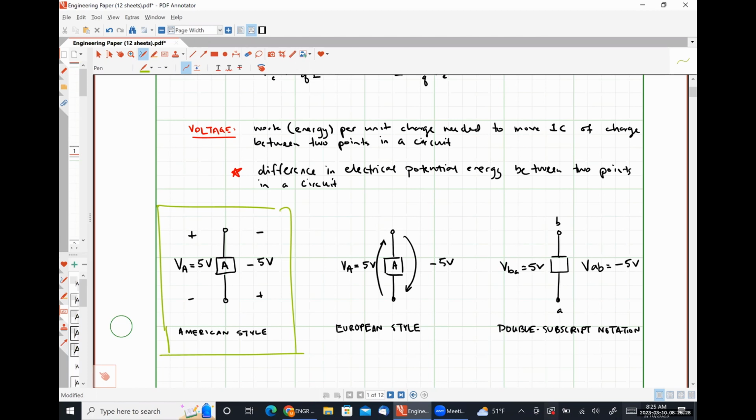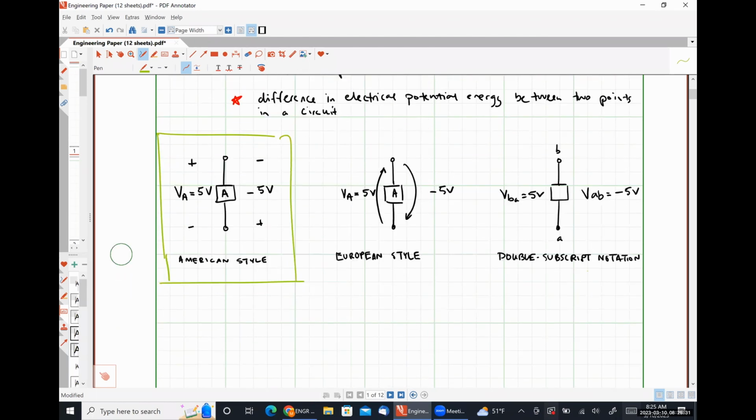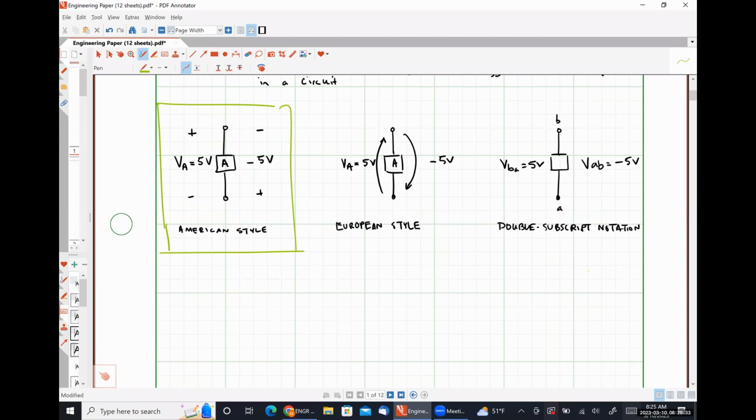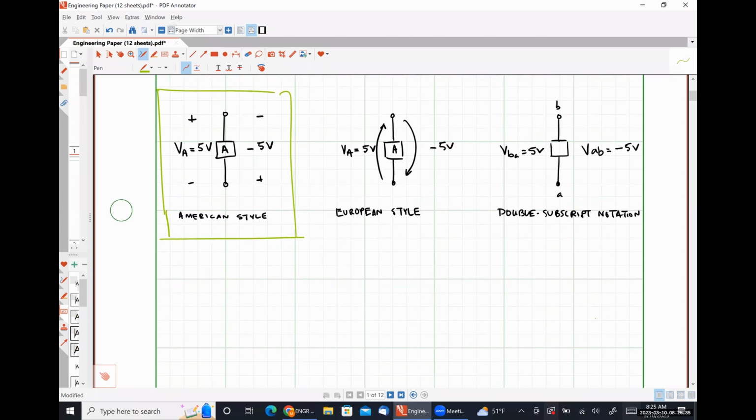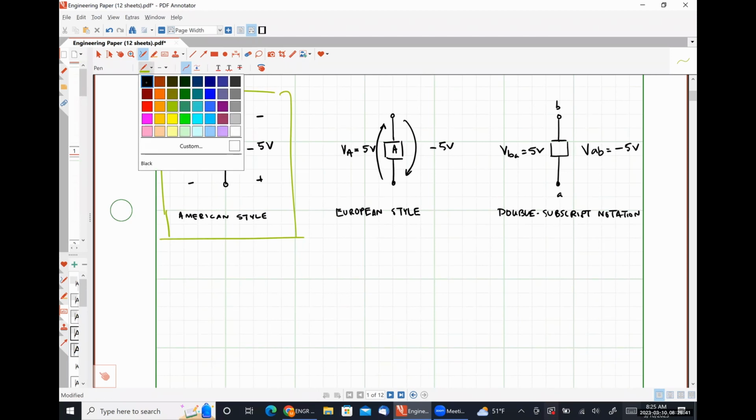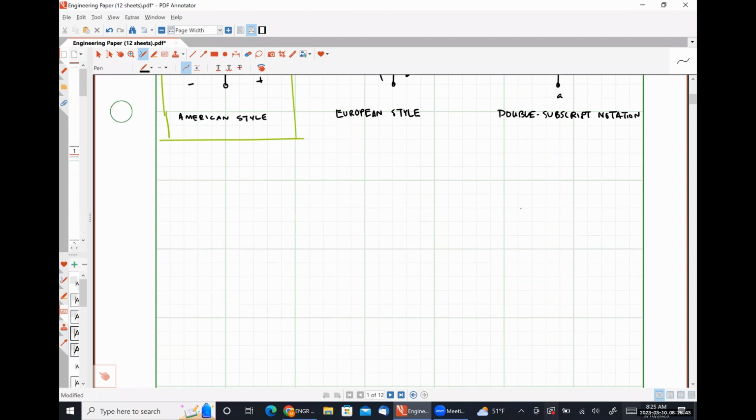All right, so we've talked about what voltage is. We've talked about how we're going to represent it on circuits. Now let's talk about the different voltage sources that we are going to see in this class. So the first one that I'm going to draw over here on the left is the humble battery, which is what you guys have seen in your previous classes.